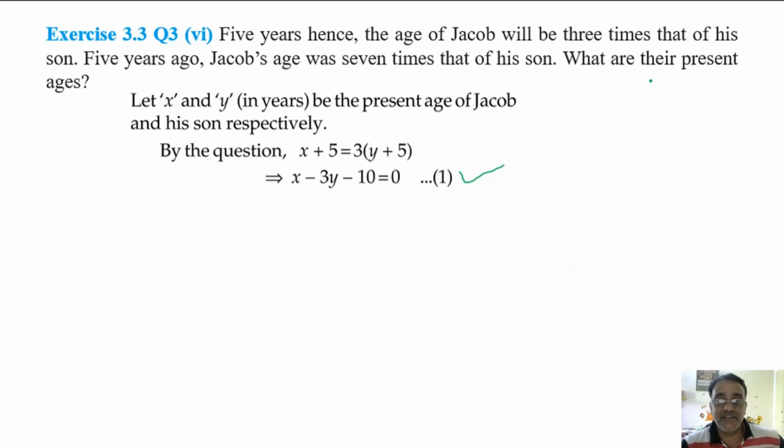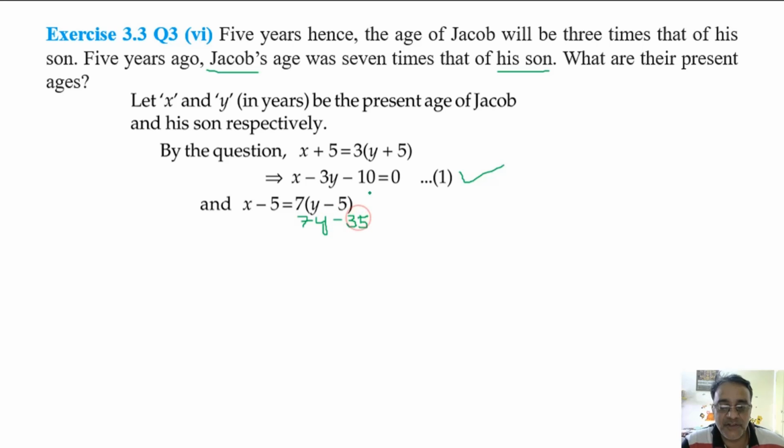Okay, now second condition. 5 years ago, minus 5. What is the age of Jacob? X minus 5. What is the age of his son? Y minus 5. So Jacob is 7 times his son. So x minus 5 is 7 times y minus 5. Clear? Yes, sir. Okay, now open the bracket here also. 7y minus 35.